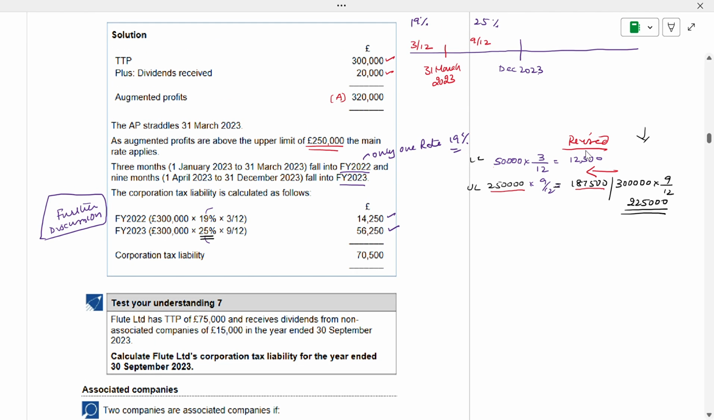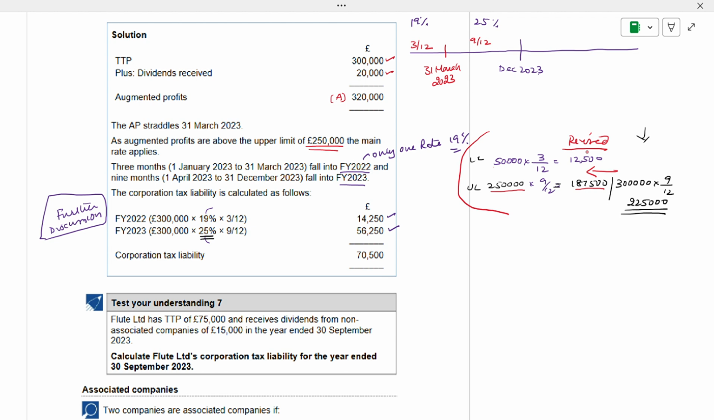But then in this, they have taken the upper limit as 250,000. That's why I asked. Where have they taken 250,000? They have written, right, as augmented profits are above the upper limit of 250,000. How much is the augmented profits? 320,000. And that is for 1 year, right?